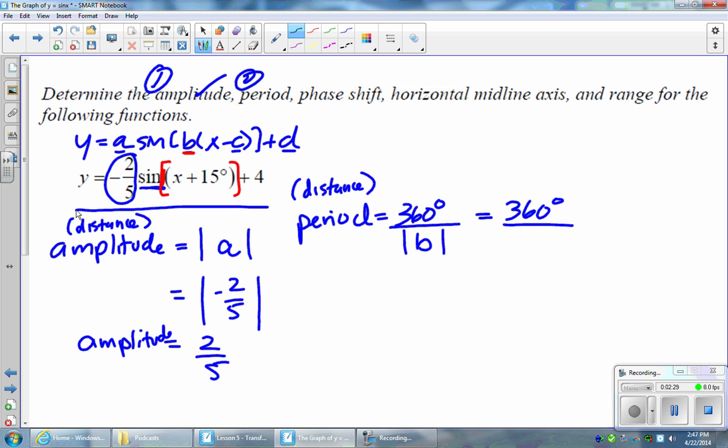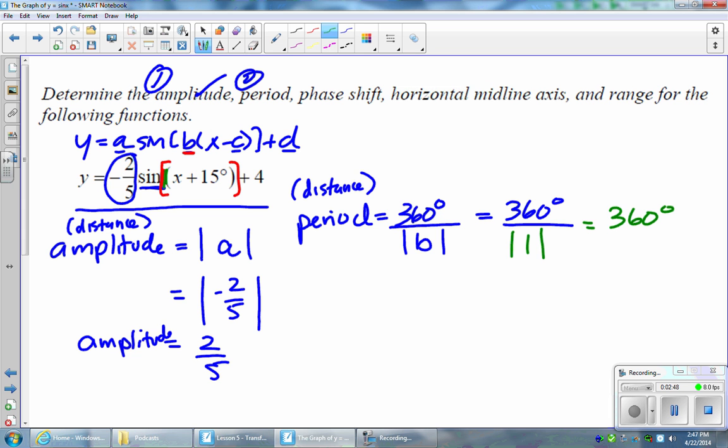Okay, so let's use a different color here. This is exactly 1. So my b value is 1. So we have the absolute value of 1, which is just 1. So my period for this graph is 360 degrees. So every 360 degrees, the graph starts to repeat itself.